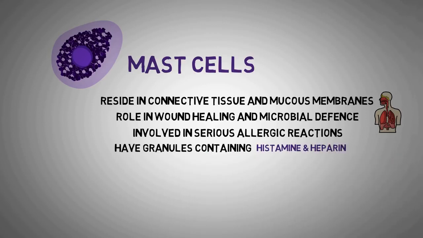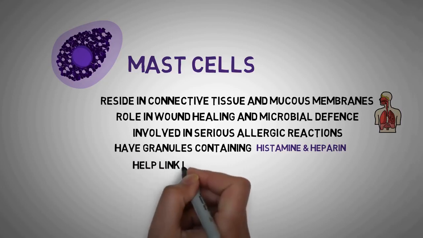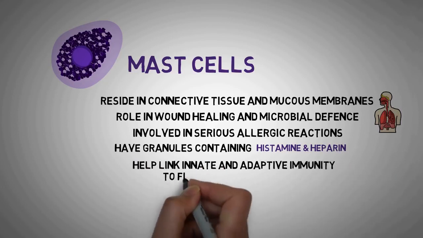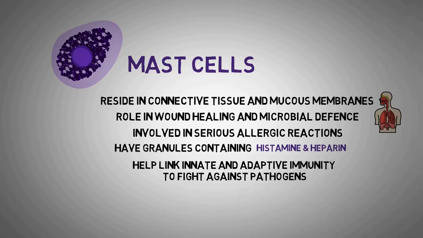Mast cells also have numerous granules in them that contain abundant quantities of histamine and heparin. Histamine dilates blood vessels, which produces the characteristic signs of inflammation, and recruits neutrophils and macrophages. They also help to link the innate and adaptive immunity to fight against pathogens.